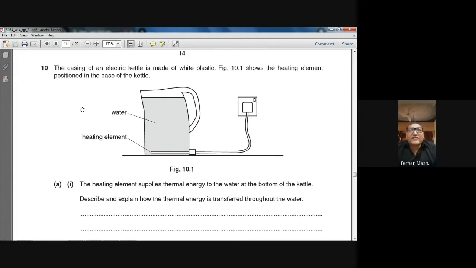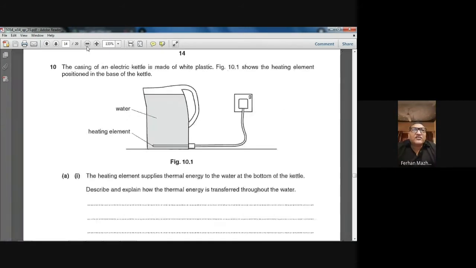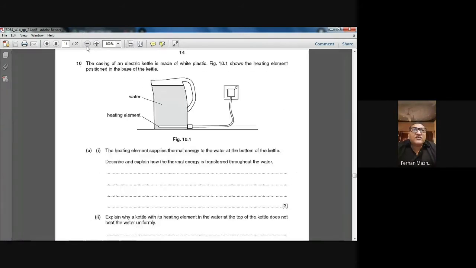The casing of an electric kettle is made of white plastic. Figure 10.1 shows the heating element positioned in the base of the kettle. And let me reduce the size so you can see the whole question. The heating element supplies thermal energy to the water at the bottom of the kettle. Describe and explain how the thermal energy is transferred throughout the water.